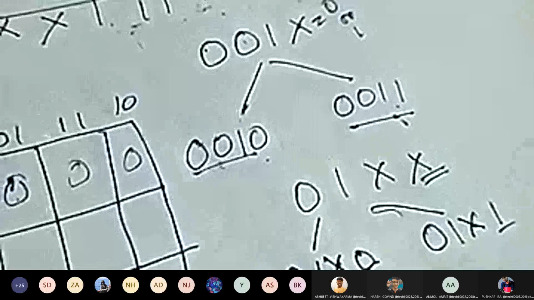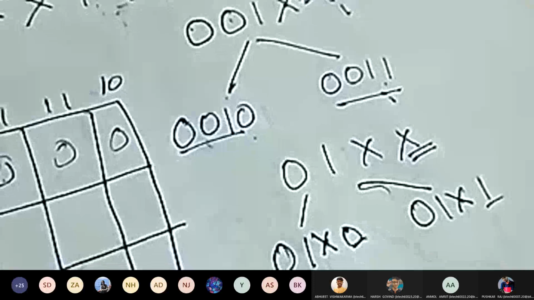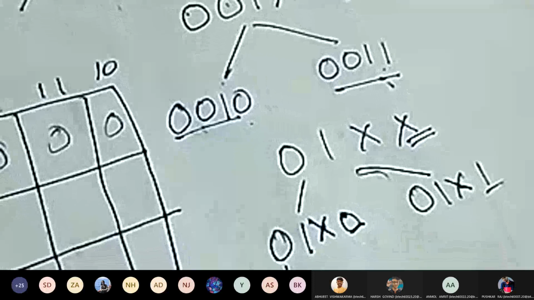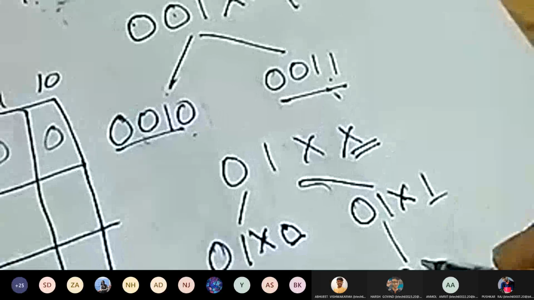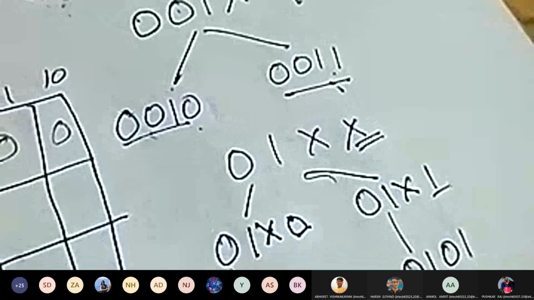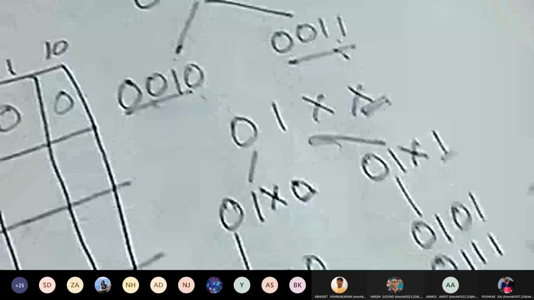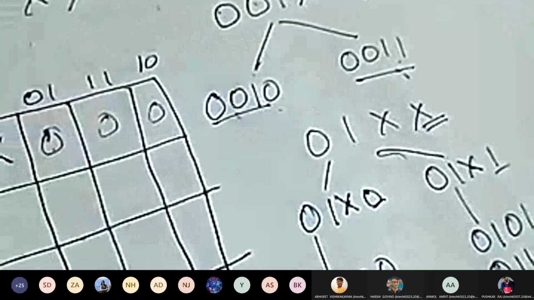And this part will be divided into two more parts. That is 0, 1, X, 0 and 0, 1, X, 1. Here also we do the same thing. That is 0, 1, 0, 1, and another one is 0, 1, 1, 1. Is it clear now? So now we can write the values for this.